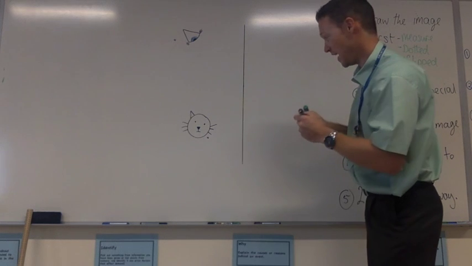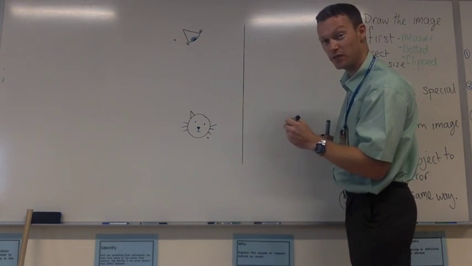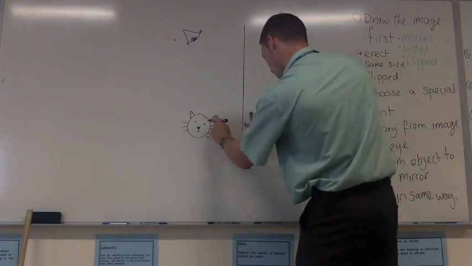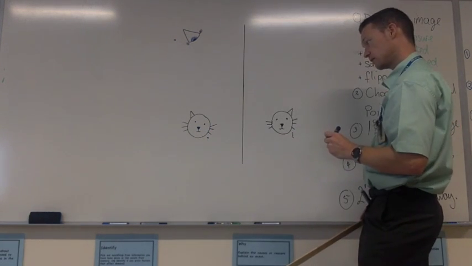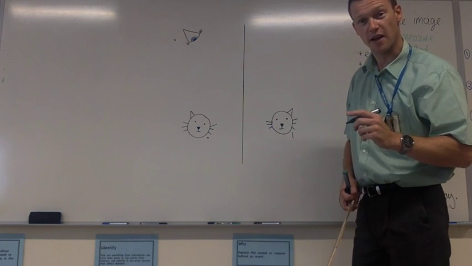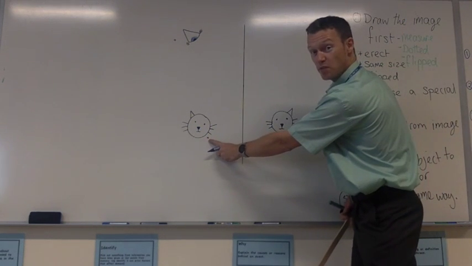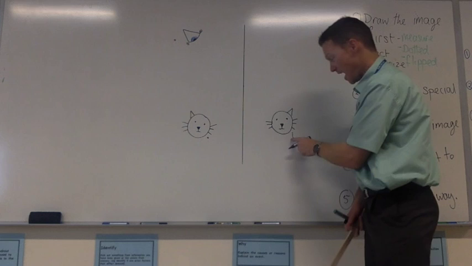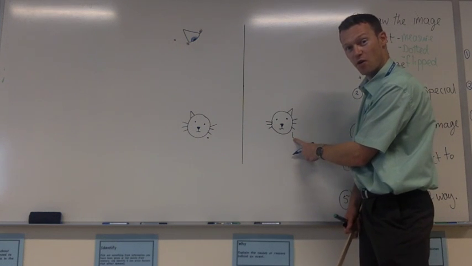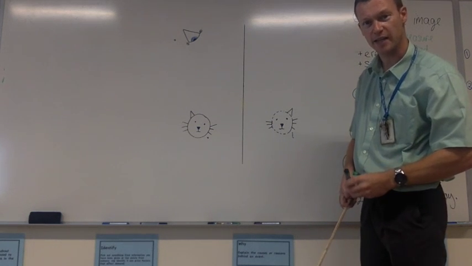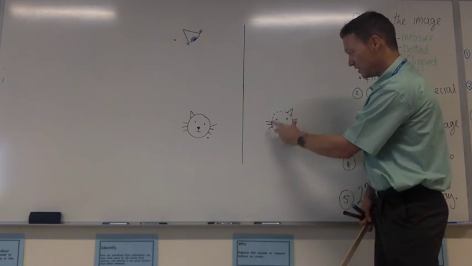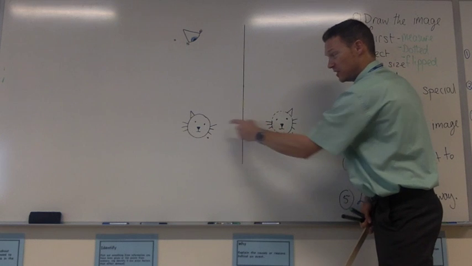So let's draw this cat. I might fast forward this bit for you. Now you can see that I've labelled my object O for object and my image I for image. Ooh, I've made it dotted. I'll make it dotted. And he's flipped, he's erect, he's standing up, and he's the same size. The distances are the same.